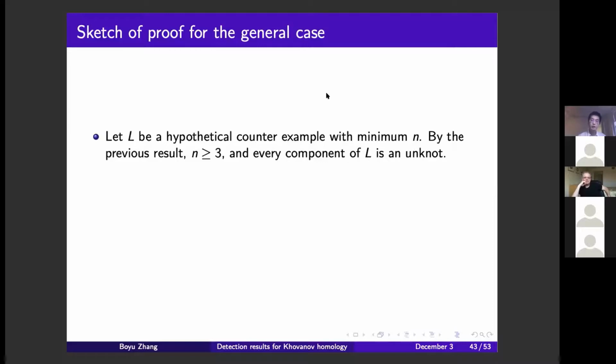So by the previous arguments, we know that n is at least 3 because we already proved the result for n equals 2, and n equals 1 follows from Kronheimer-Mrowka's detection property. And also, by the same argument using the Batson-Seed spectral sequence, we know that every component of L is an unknot. But actually, the Batson-Seed spectral sequence tells us something even stronger. We not only know that every component of L is an unknot, we also know that every sublink of L also achieves this lower bound on the rank of Khovanov homology. So by the induction hypothesis, since we're assuming that L is a counterexample with minimum n, we know that every sublink of L is already given by connected sums of Hopf links and unknots.